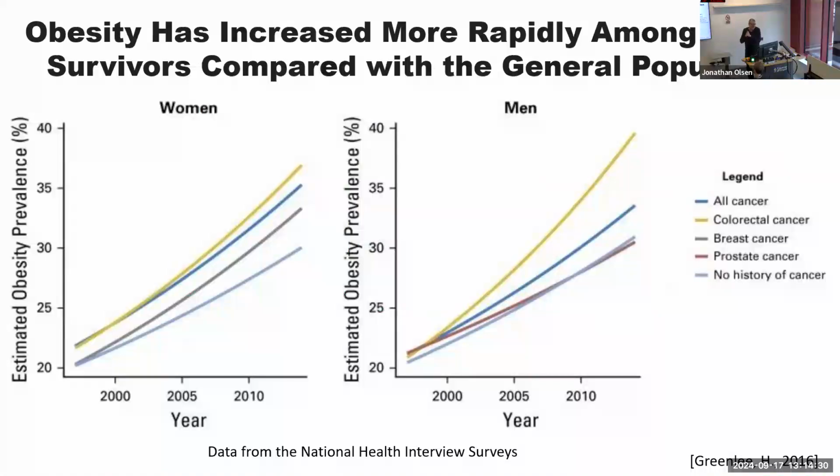So one thing we observed is that obesity has increased more rapidly amongst cancer survivors compared to the general population. I've got a couple of graphs here. Start with one. This is individuals with no history of cancer, the bottom line. And then we have, for women, breast cancer, all cancer, and colorectal cancer. You can see that the curves are steeper for the populations that are cancer survivors. So the prevalence of obesity is rising faster amongst cancer survivor populations versus individuals with no history of cancer. Likewise for the men, particularly for colorectal cancer. So we have this gain in weight that we're seeing in these populations.